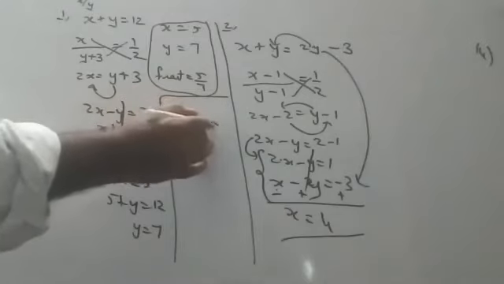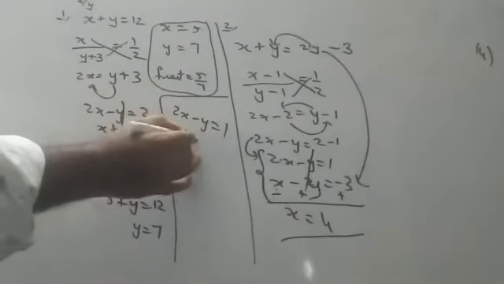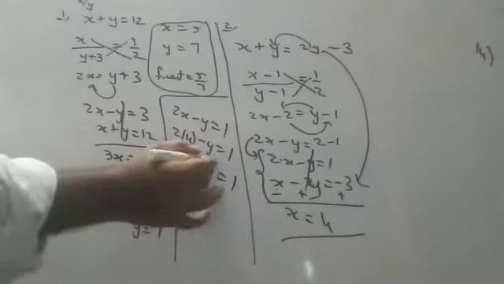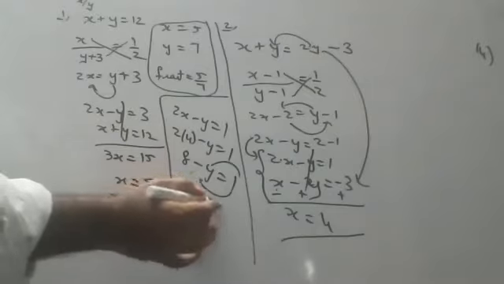2x minus y is equal to 1. 2 into 4 minus y is equal to 1. 8 minus y is equal to 1. This goes here, this comes here. Y is equal to 7.